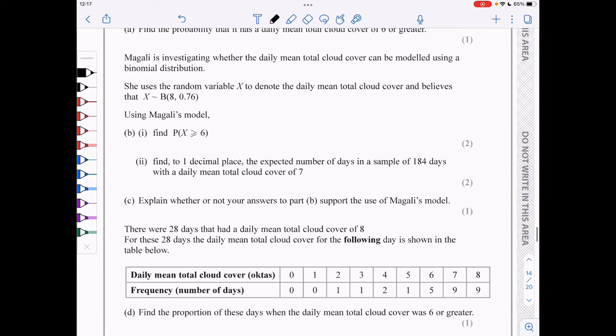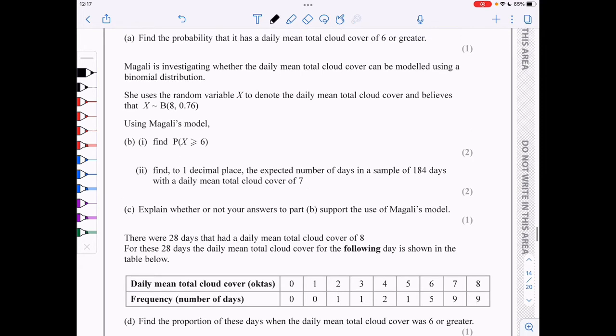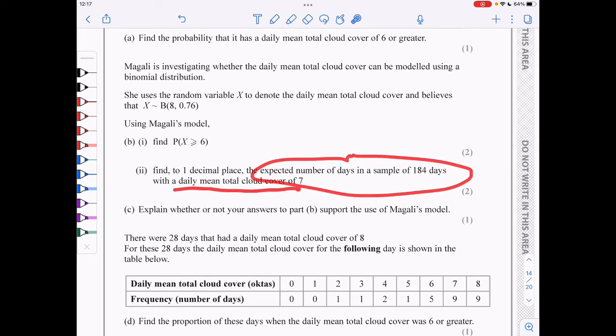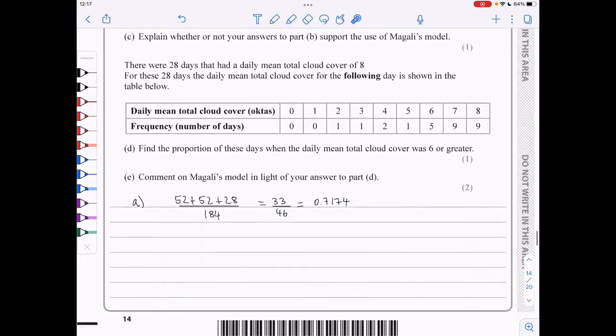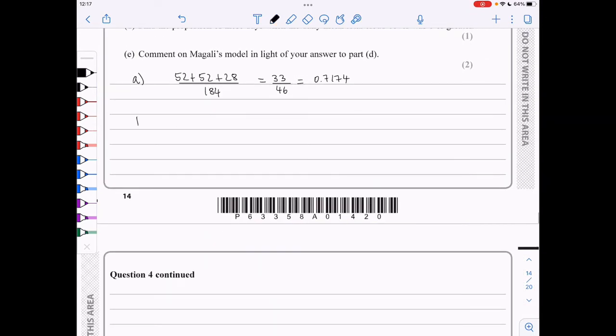Now, in part B, we are told that this binomial model is used to model the daily mean total cloud cover. What's the probability of x being greater than or equal to 6? And what's the expected number of days in 184 days with a daily mean total cloud cover of 7? So we've got that x follows a binomial 8, 0.76.